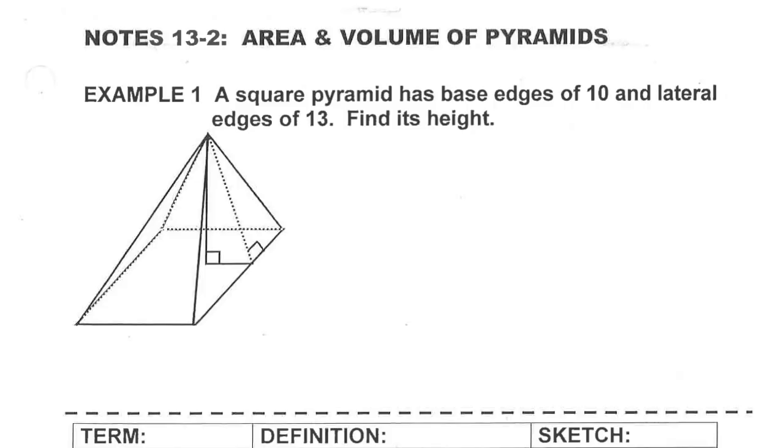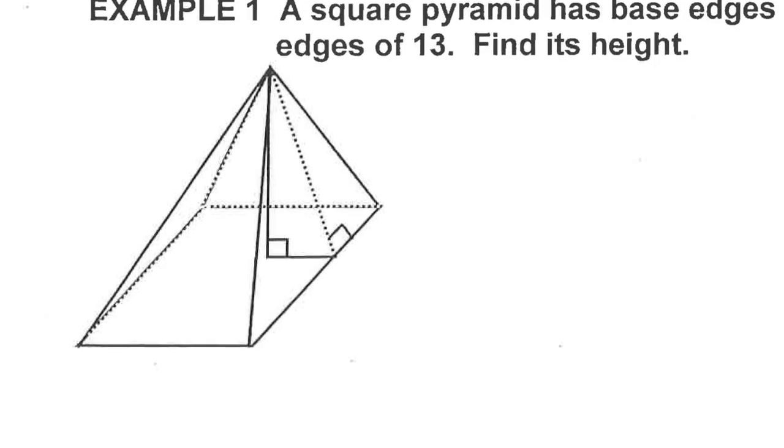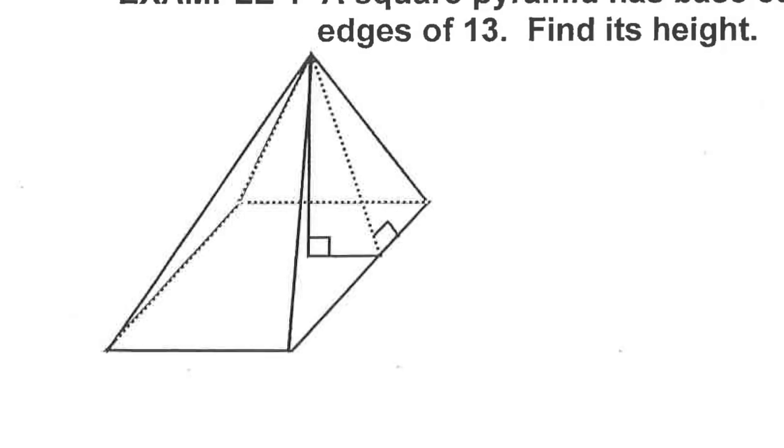All right, so today we're going to keep talking about pyramids. We're going to hit some area and volume today. But before we get there, I want to look at a problem that's similar to what we did yesterday, but it's giving us some different information. It says we've got a square pyramid here, and all the base edges are 10, and the lateral edges are 13. So they didn't give us lateral edges in a problem yesterday, so it's a little bit different.